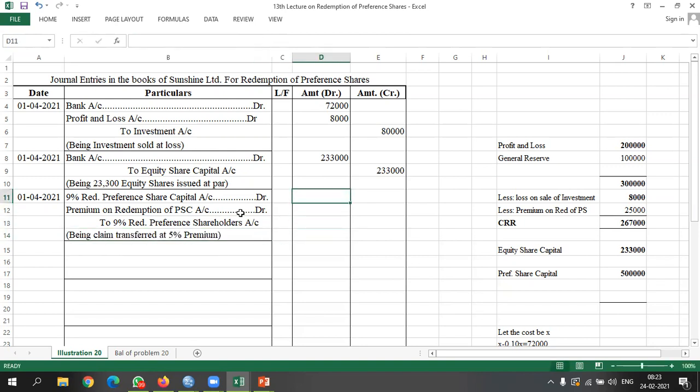Here we have 5 lakh rupees which we are going to pay against preference shares. 25,000 we are giving as a premium. So in total we are going to pay 5,25,000. Next, after this, we are going to provide a premium for the purpose of redemption.